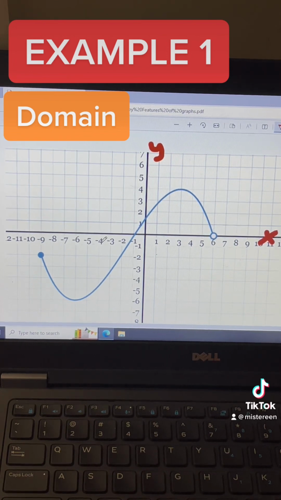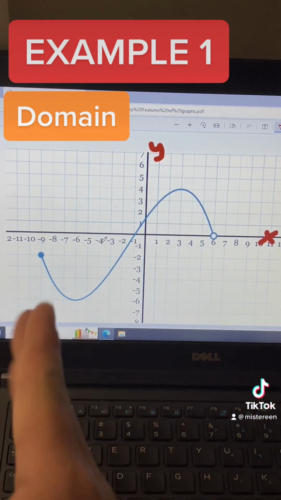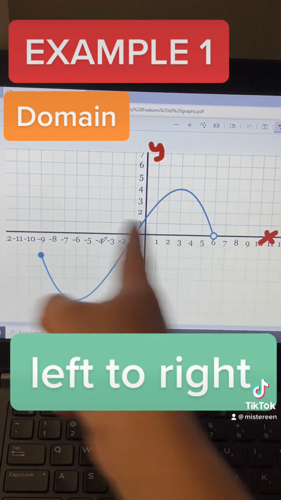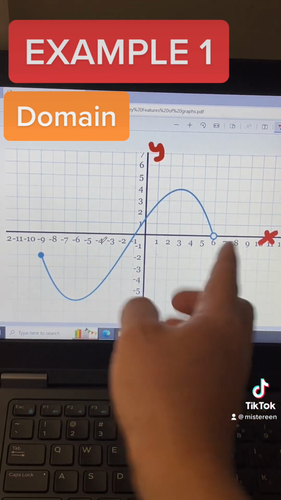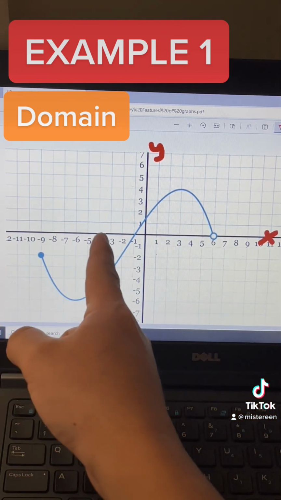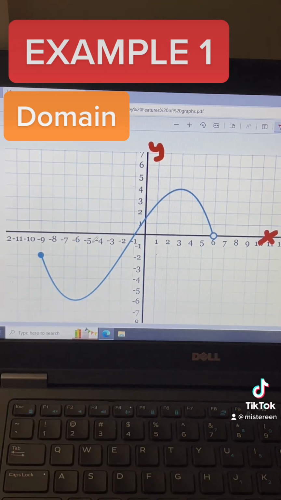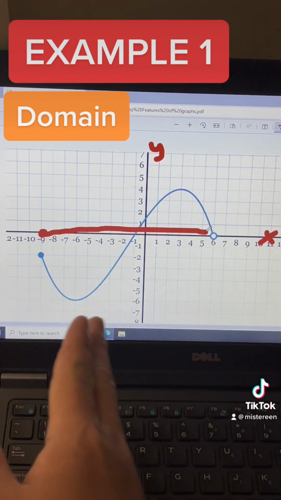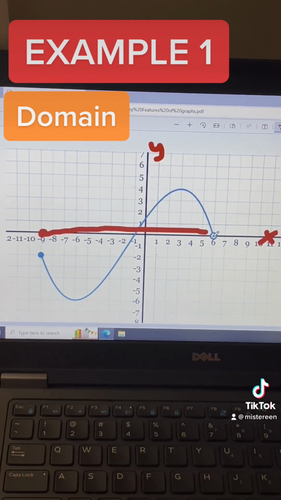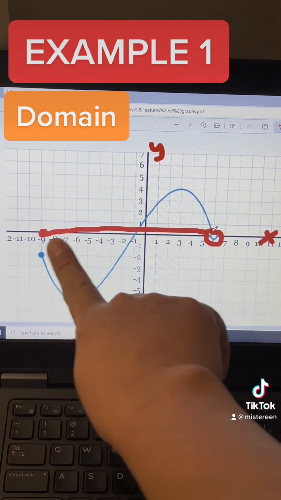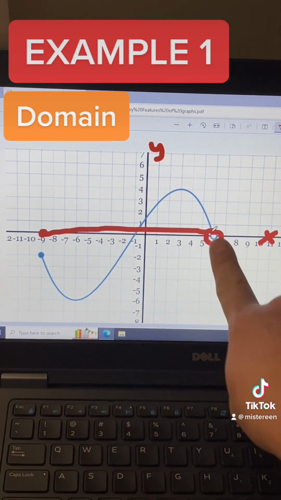To find the domain, all you have to do is determine how far your graph can go to the left or right, because it's the x-axis, left and right. As you can see in this graph, your graph goes as far as -9, and there's a closed circle. So your domain will start at -9 with a closed circle, and it goes all the way to the right. The graph can go as far as +6, which is an open circle. So my domain will stop at +6 with an open circle. So closed circle at -9, and it extends up to +6 with an open circle.